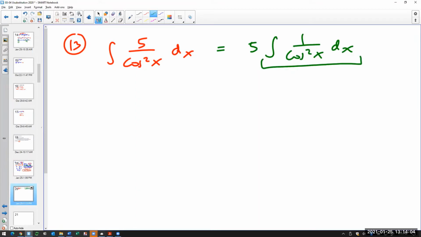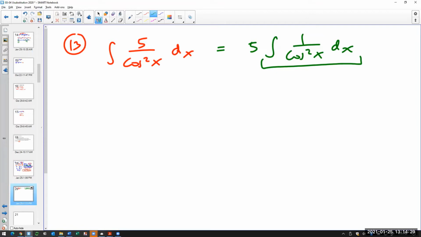Go look at my formula sheet. Actually, you should have them all memorized, but if you need to, look at your formula sheet. Which one is 1 over cosine squared x? Oh, I'm doing the wrong one. Oh, this is number 8. Does anybody need this one though? You guys are good? It's secant squared, by the way.